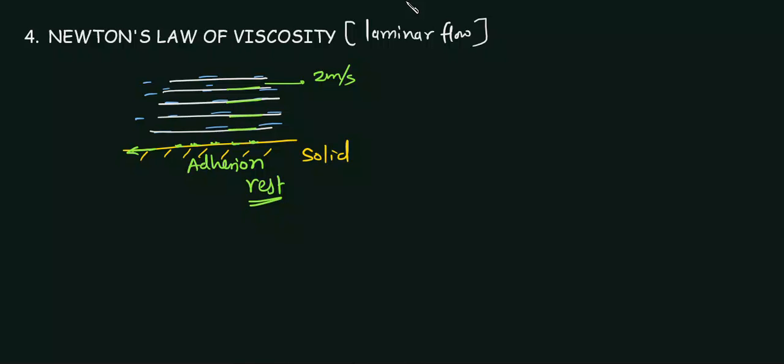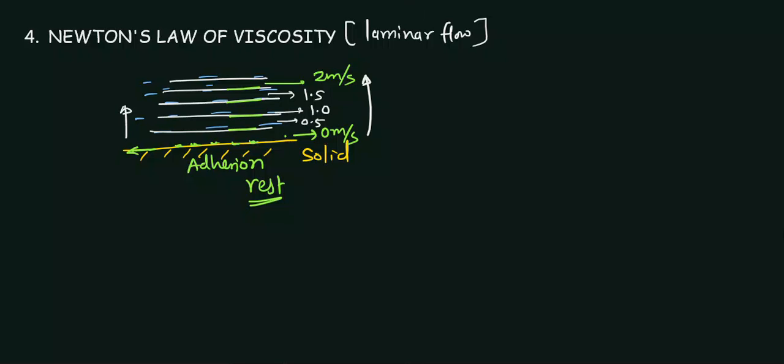Are you getting it? This is moving and this is at rest. This is 0 meters per second. Practically, ideally, I am saying it is at 0 meters per second. And in between, the layers are moving, like this might be moving with 1.5, this might be 1.0, this will be 0.5.